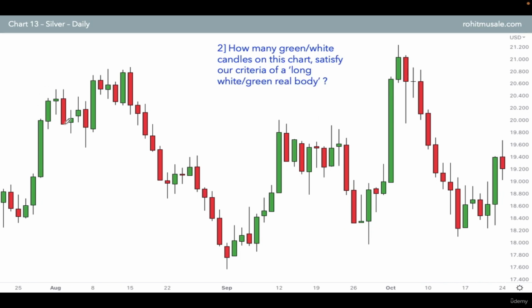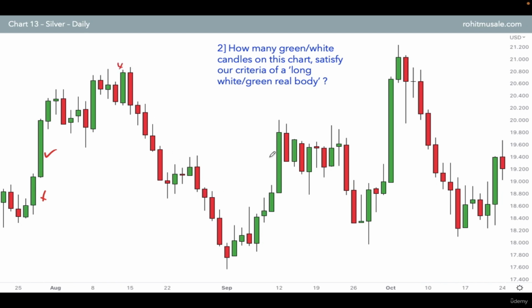Number 2, how many green-white candles on this chart satisfy our criteria of a long white or green real body? So if you look at this, this doesn't satisfy, this satisfies, opens near the low, closes near the high, so this is okay. What about this candle? No, it has an upper shadow. What about this? Well, it opens near the low, closes near the high. However, the size of the candle is not large enough compared to this. So I reject that candle.